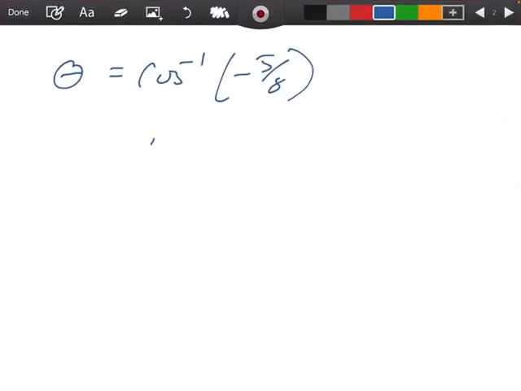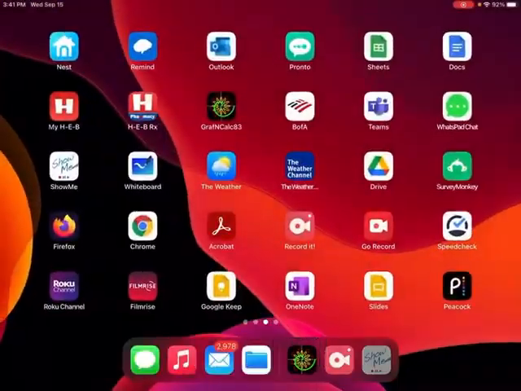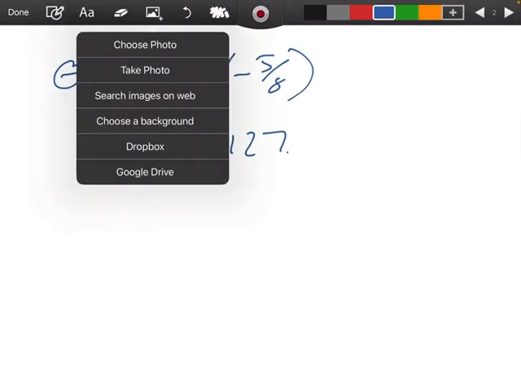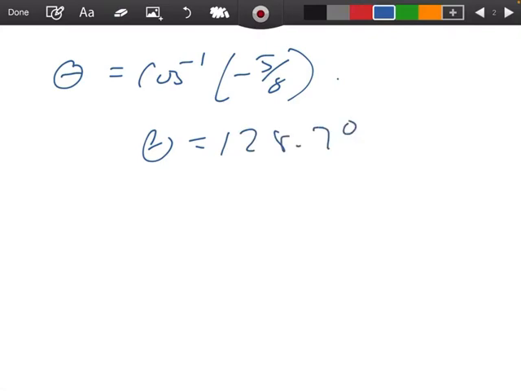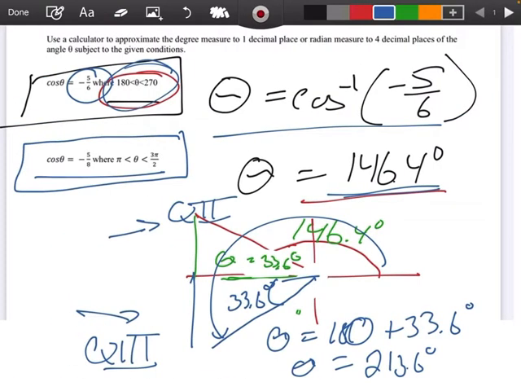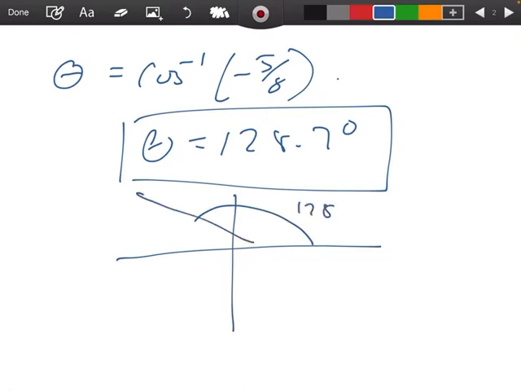So theta is 128.7 degrees. Okay, and if I'm supposed to be between pi and 3 pi over 2, that's the same thing as saying I'm supposed to be between 180 and 270, and I'm not, okay? So I'm going to do this just like I did before. Here's my 128.7, and so let's go ahead and find our reference angle.